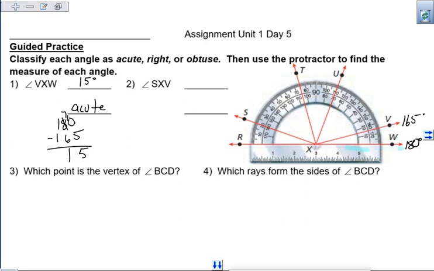Now we're going to look at our next angle, which is angle SXV. So again, highlighting it, we already have ray XV, so where's ray XS at? It's at 20 degrees. And what are we going to do with 165 and 20? We're going to subtract them. We get 145 degrees. And what kind of angle is that? Yes, it is obtuse.